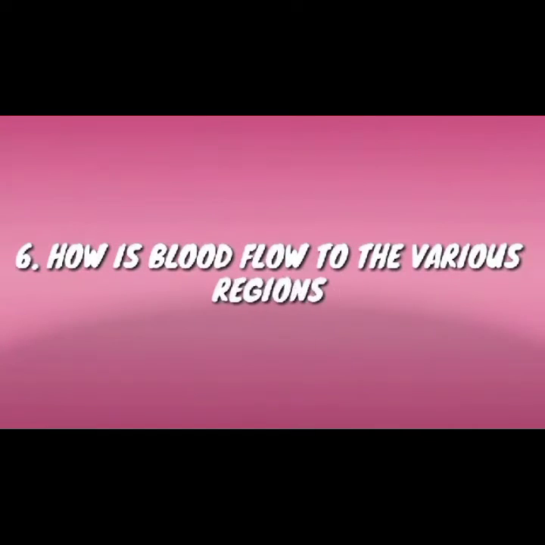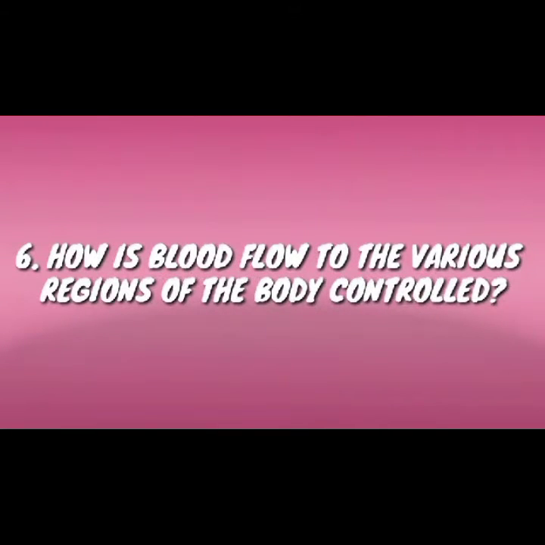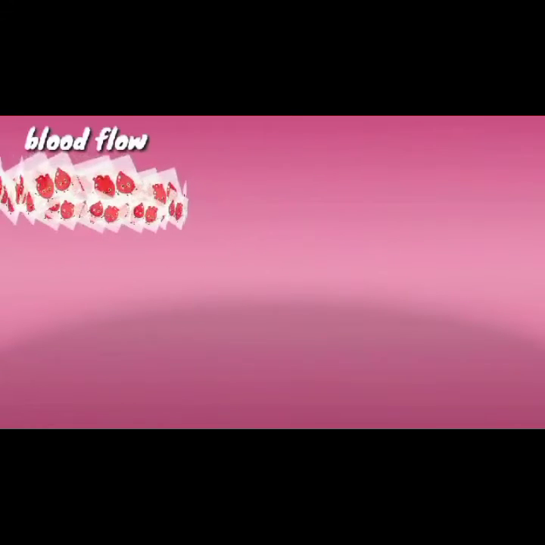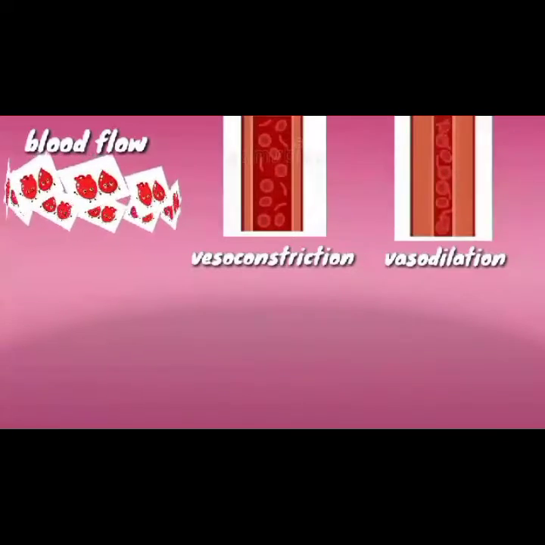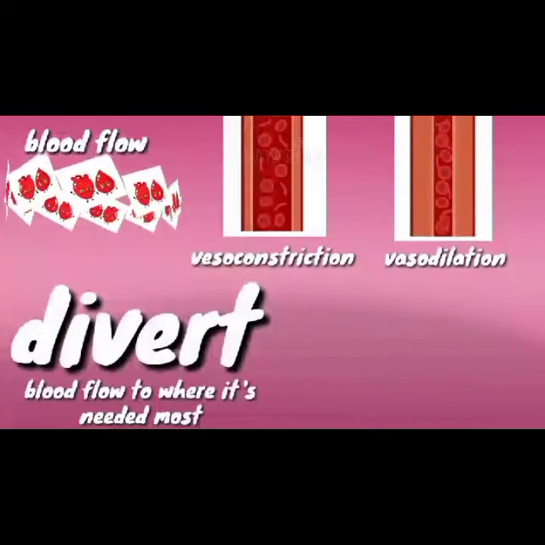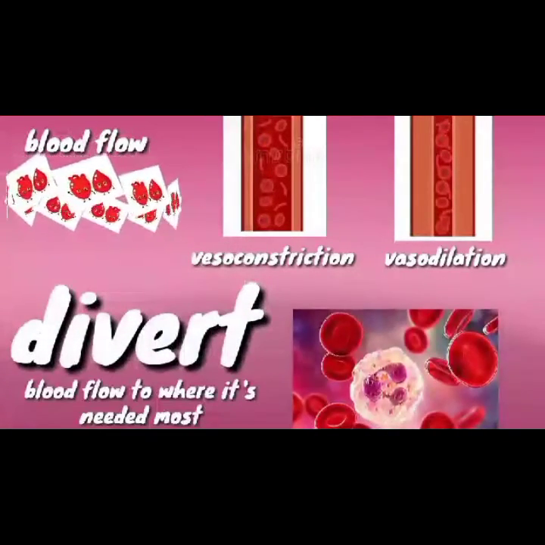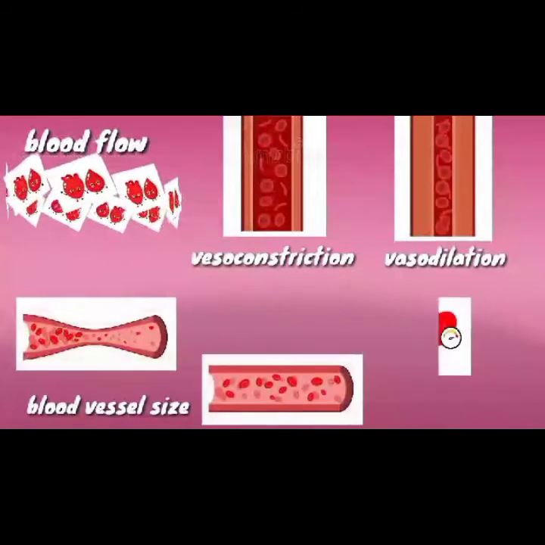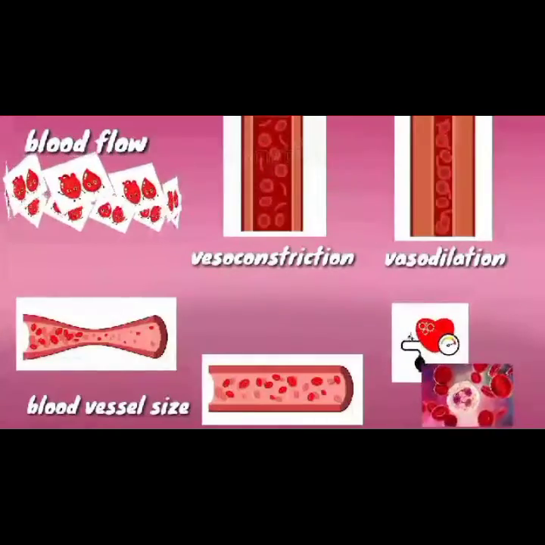How is blood flow to the various regions of the body controlled? Blood flow is primarily controlled by vasoconstriction and vasodilation. These processes divert blood flow to where it's needed most. Changes in blood vessel size can direct both blood pressure and flow to supply specific parts of the body.